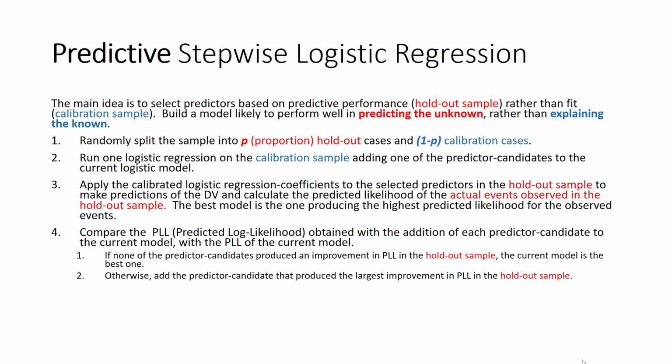And you keep repeating steps 1 through 4 until the comparison of the new model, adding one candidate predictor, does not improve the predicted likelihood of the current model. When you cannot improve the current model, that's your best possible model. So that's a very simple process. Let me show you graphically how this works.